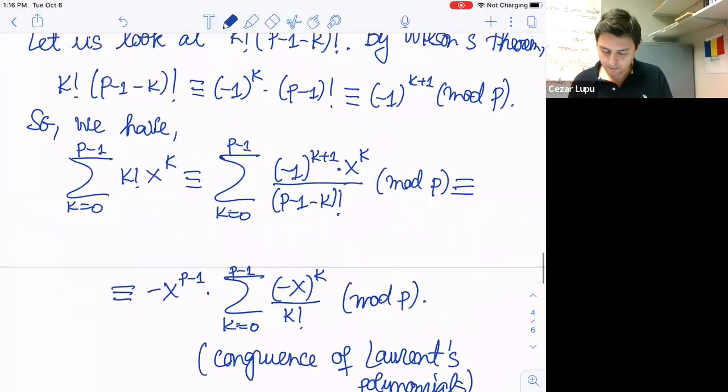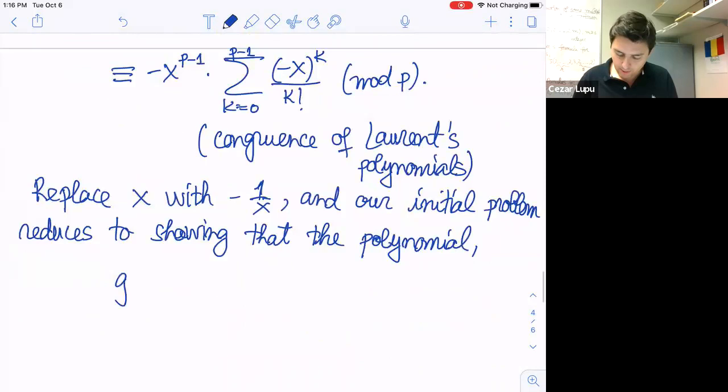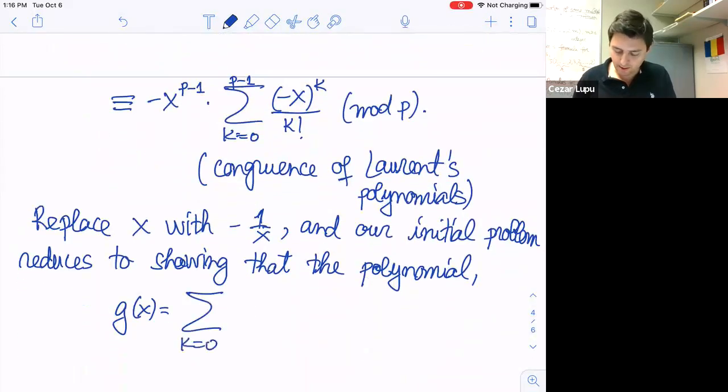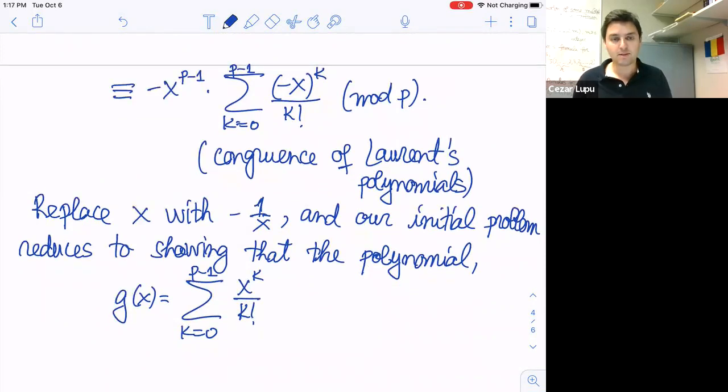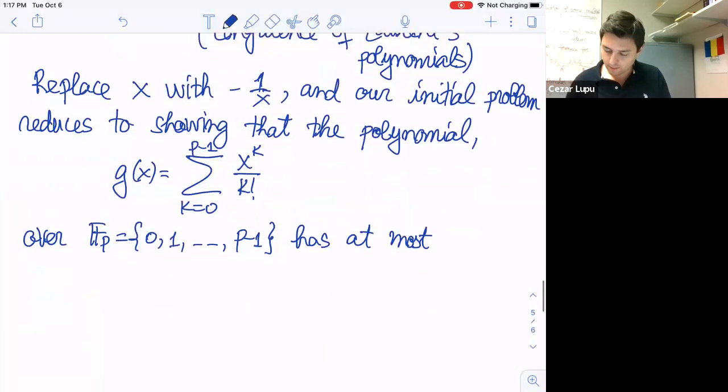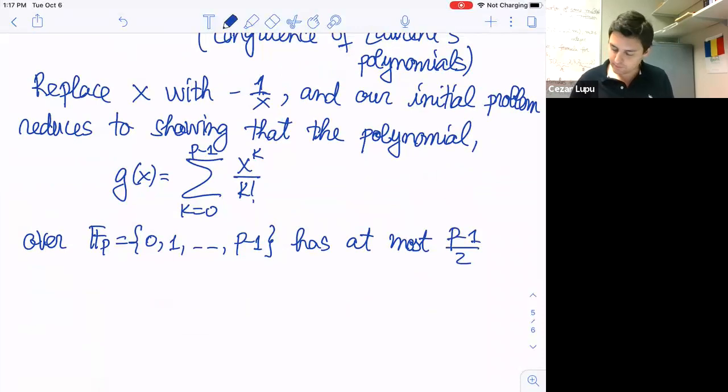And now let's see, when we look at this, the polynomial will be, and let me denote this by g of x. So it will be the sum, and this is a very classical problem, from k equals 0 to p minus 1 of x to the k over k factorial. And pay attention, this will be mod p. So instead of writing this mod p, we are showing this polynomial over F_p, keep in mind that F_p consists of all numbers mod p, from 0 all the way to p minus 1, has at most p minus 1 over 2 non-zero roots in F_p. That's what we'd like to prove.